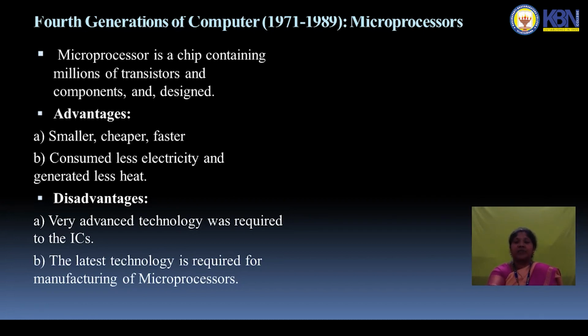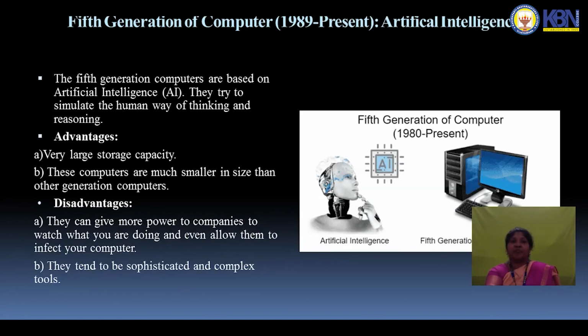Go for the next one, called the fifth generation. In the fifth generation of computers, 1989 to present, we call the technique artificial intelligence. The technique we are using in the fifth generation is called artificial intelligence. We can see in the picture, 1980 to present. The fifth generation computers are based on artificial intelligence, simply we call it AI. They try to simulate the human way of thinking and reasoning. So they think like a human being, but they are made by a man only.